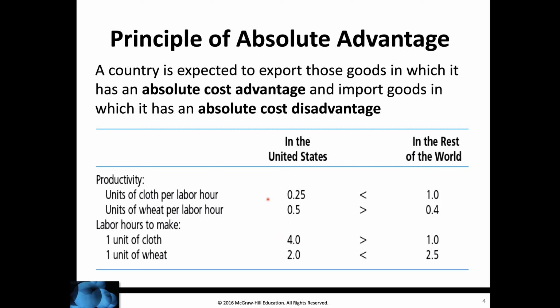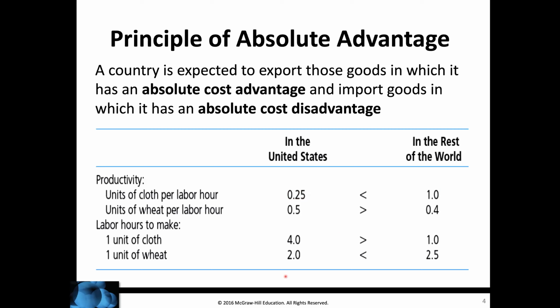Now we can look at it in a different way, units of cloth per labor hour. Well, it takes 4 labor hours for 1 unit of cloth, so the US will only produce 1/4 of 1 unit of cloth per labor hour, whereas the world can produce 1 entire unit of cloth per labor hour.